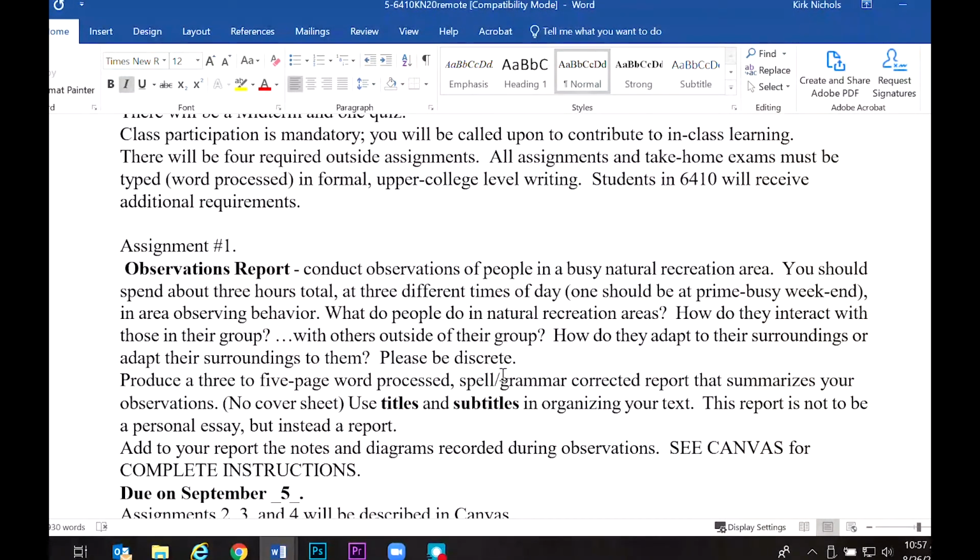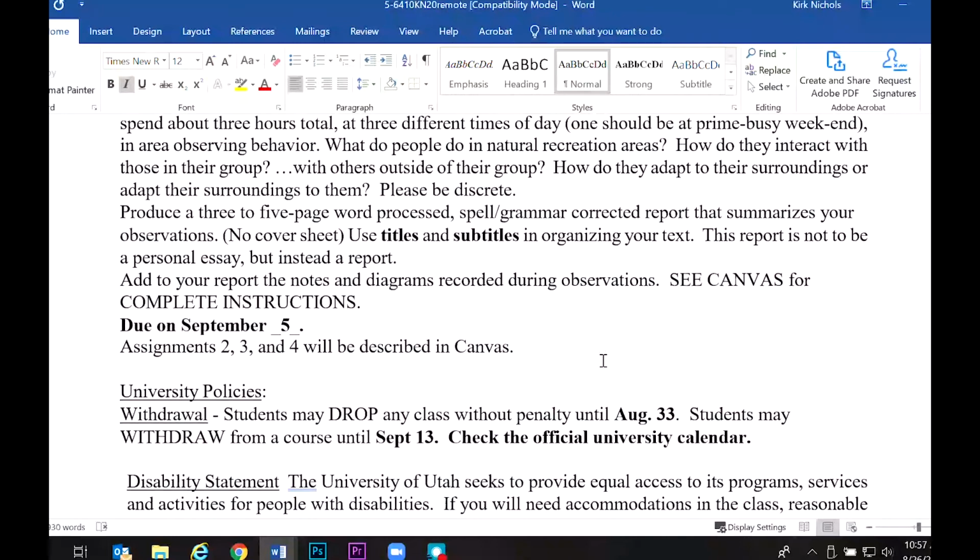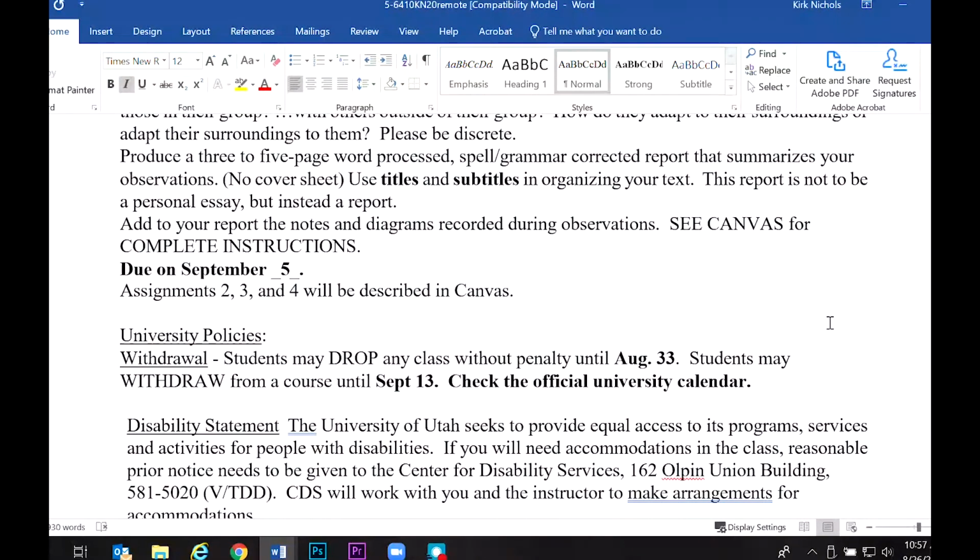How do they interact with others in their group? How do they interact with others outside their group? And what are they doing to adapt to their surroundings? Or some people adapt the surroundings to themselves. I've certainly seen people in campgrounds rip out whole bushes just so they can fit their tent in the special spot they wanted, even though there's plenty of room for it somewhere else. Okay, so remember, these are reports. These are not personal narratives. And I've not corrected the due dates, so you will need to look on Canvas for sure on that under assignments.